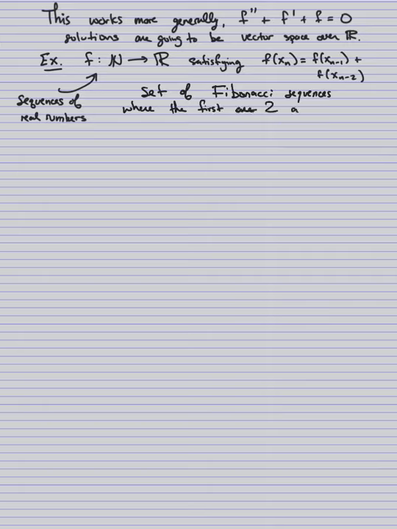The first two are arbitrary. Okay, so a sequence might be the usual Fibonacci sequence, or you could take 1, minus 1, 0, minus 1, minus 1, minus 2, and so on. Okay? That's your set, and you can check that it's well defined to have addition.